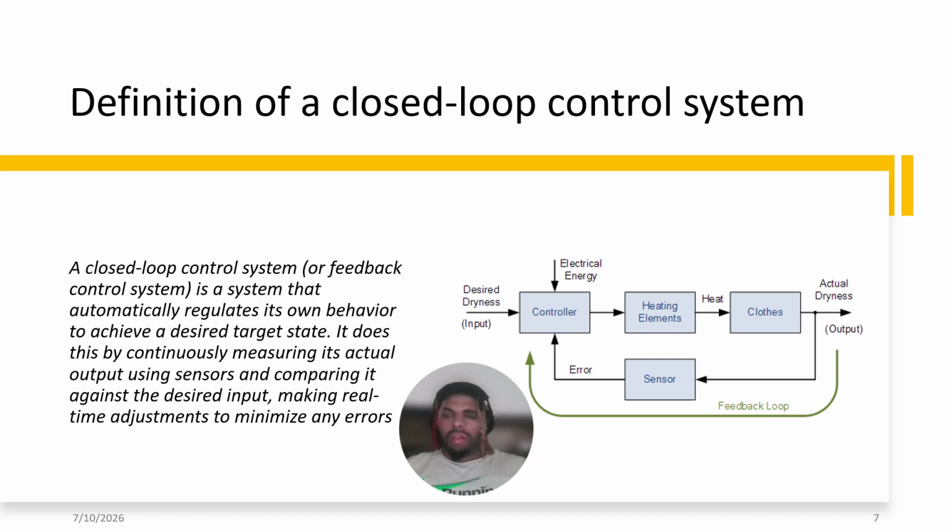The actual output is then sent as a feedback signal back to the sensor, sending an error signal back to the controller, while our input, our set point, readjusts that error and sends a signal back to our heating elements, continuing that closed loop cycle.